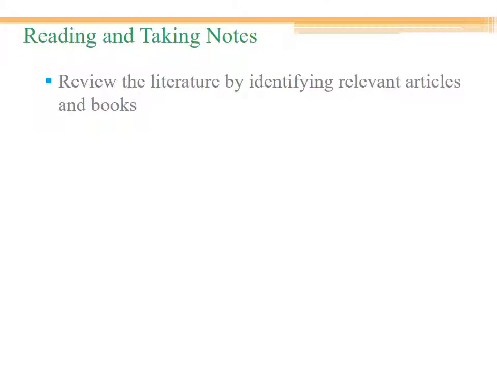Now that you've found a list of articles, how do you read and take notes efficiently? You've already reviewed the literature by identifying relevant articles and books, and you will likely have uncovered a vast number of articles. It's unrealistic to read all of them to see if they relate, so you need to be able to quickly determine if you should use the article. The best way to do this is to review the title and read the abstract carefully. This will save you a lot of time.